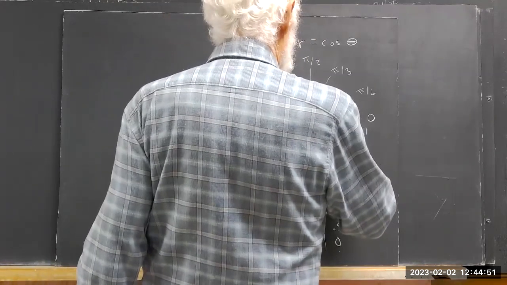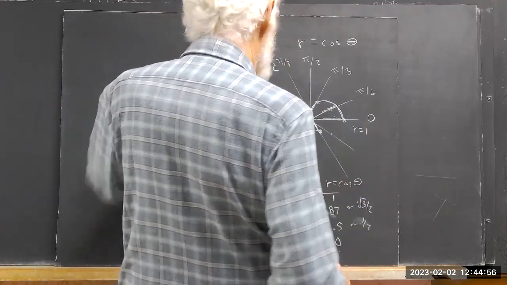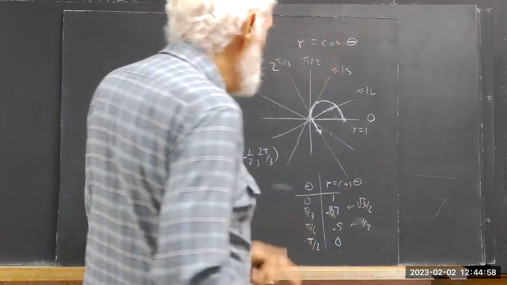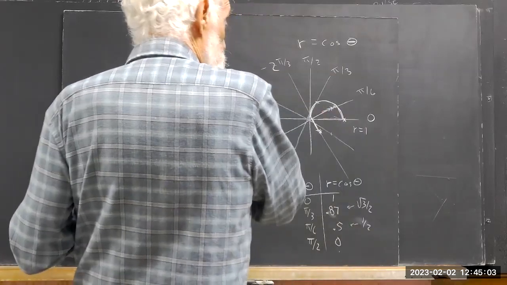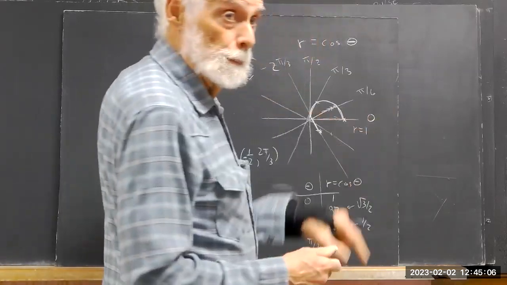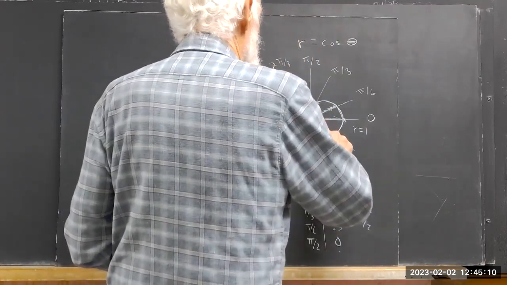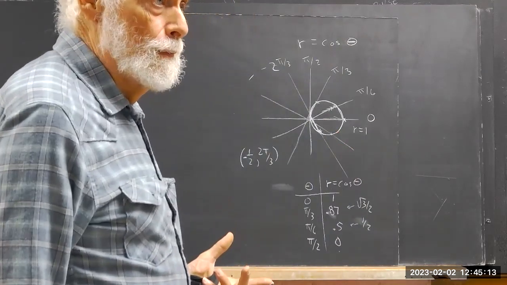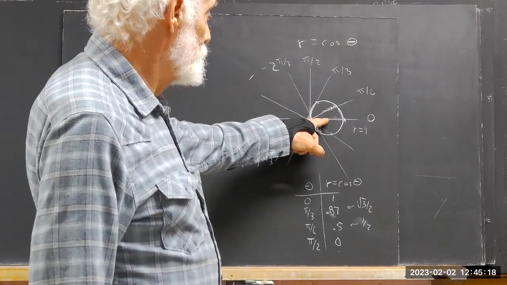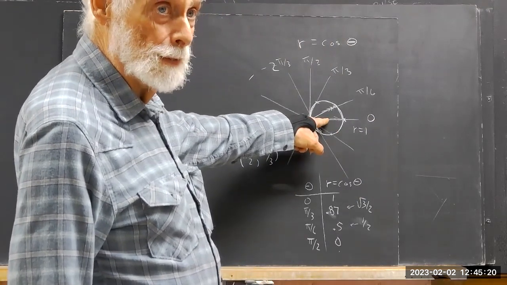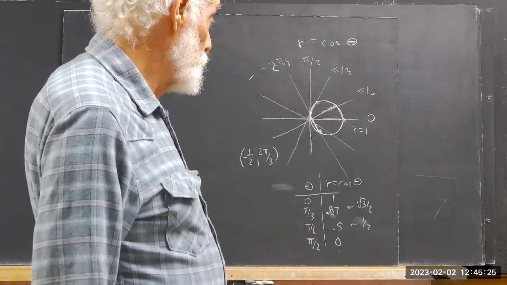Well, you're going to follow the same values around here, and you're going to end up with theta is pi. You're going to get -1 for the cosine. So you go in the pi direction, -1 unit, and you're going to get up right here. And you've got a circle. Circle of radius 1/2, center, if you're on the x-axis, at (1/2, 0). There it is.